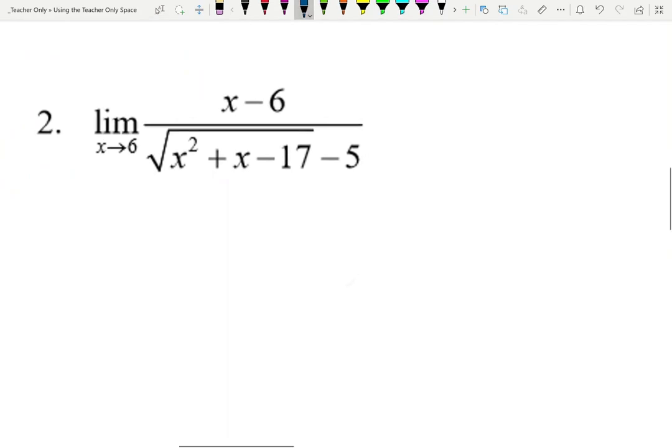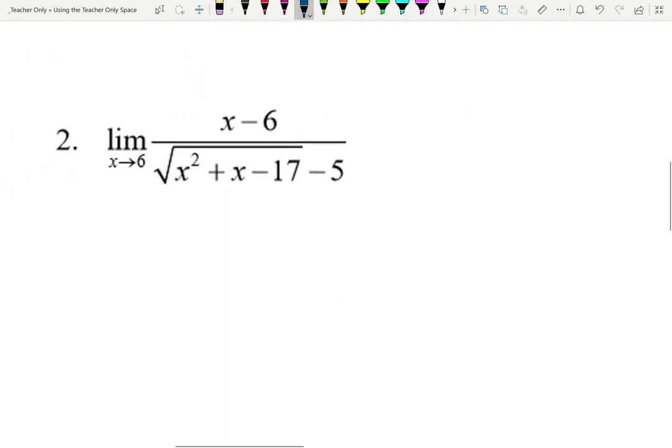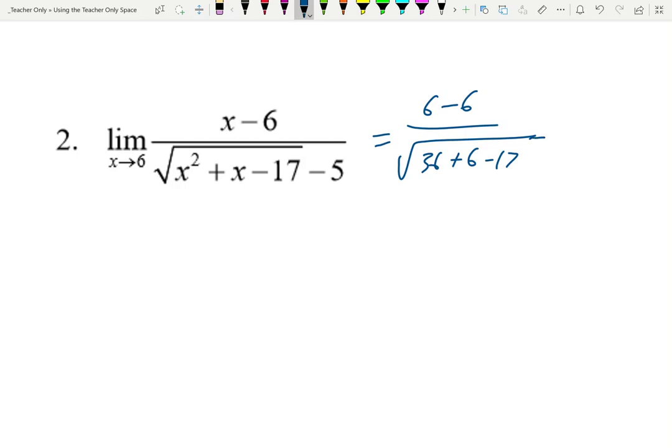Look at this thing. This thing looks horrible, and that's why I picked it, because sometimes identifying this conjugate can be a challenge. So I want you to pause the video. I want you to try to identify what the conjugate would be. But notice this is well, actually, hold on. Slow down, Professor Dork. First, we just got to plug in our number, right? If it's not 0 over 0, we don't do anything. So start by doing that. All right, so 6 minus 6 over the square root of 6 squared would be 36 plus 6 minus 17 minus 5. Okay, so the numerator is 0, but that doesn't tell me anything.